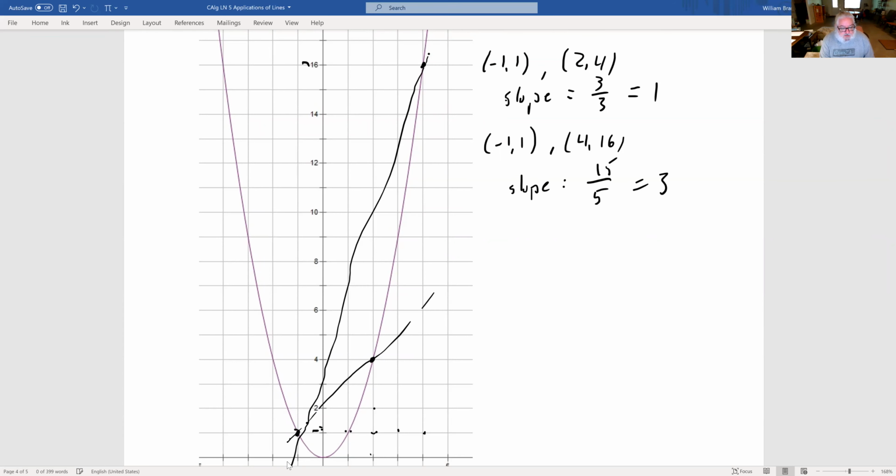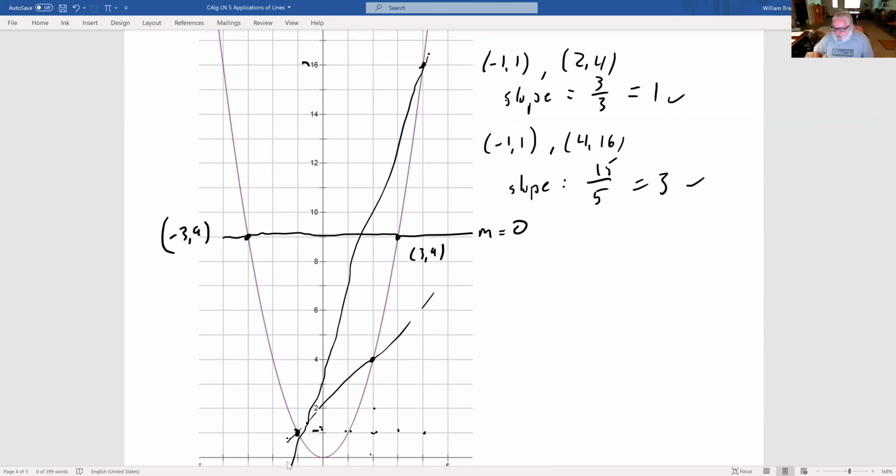If I pick a point and another point on the parabola, I get one slope. If I pick a point and a different point on the parabola, I get a different slope. And if we take minus 3, 9 and 3, 9, right? Those are both points on the parabola. Then that slope is 0. So big difference between nonlinear functions and linear functions.